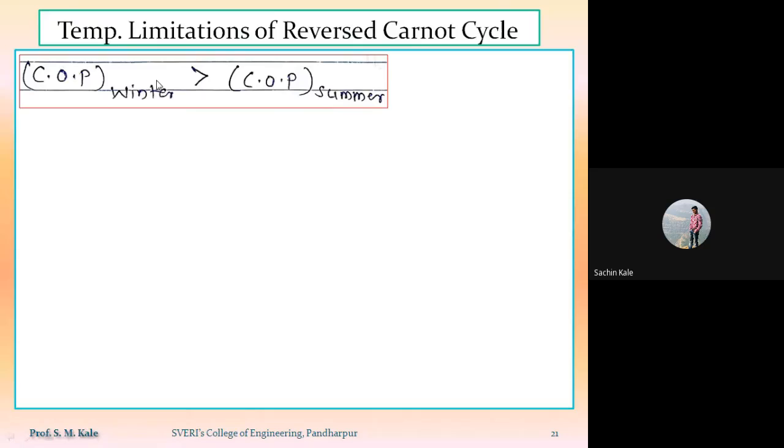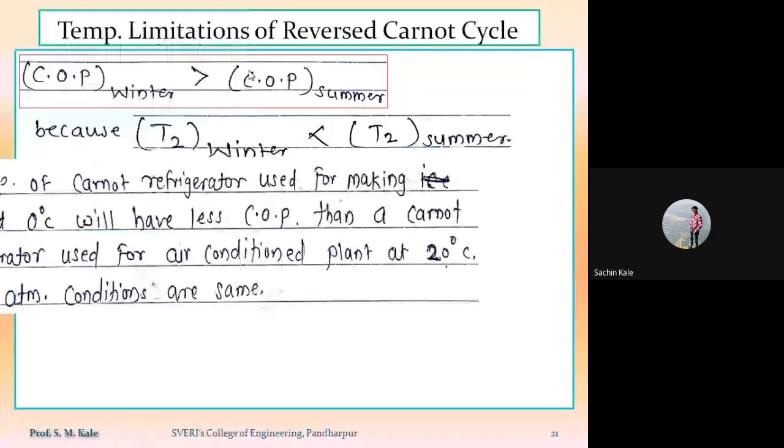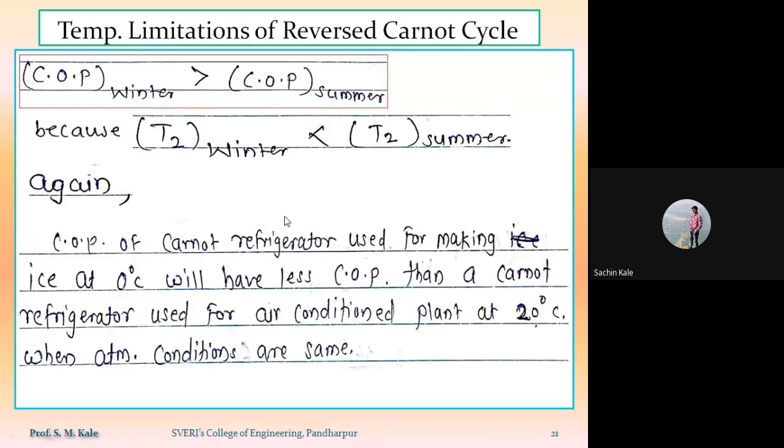We know that the surrounding temperature in the winter is less than the surrounding temperature in the summer. That's why COP in the winter is greater than COP in the summer. And after that, we have taken another two examples. Those are related to the refrigerator, which is used for making ice at 0 degree centigrade, and the air conditioner, which is used for obtaining air at 20 degree centigrade. So we will get a higher value of COP in case of the air conditioning plant at 20 degree centigrade as compared to the refrigerator, which is used for obtaining ice at 0 degree centigrade.